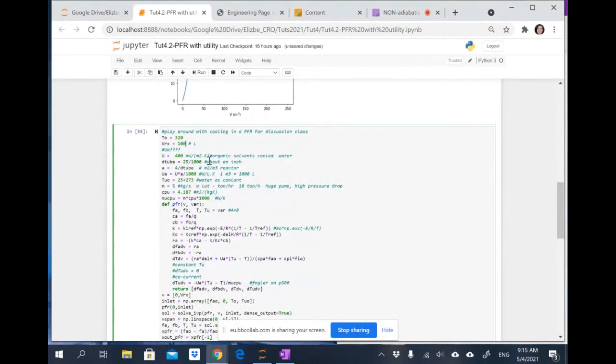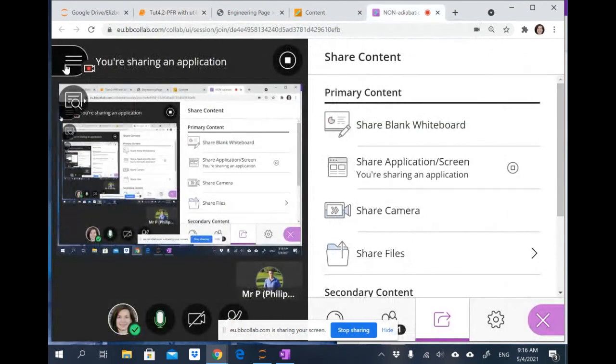I think I'm not going to pause here. I'm just going to stop the recording. So this was for the constant utility temperature and the co-current utility flow. And I'm going to see if I can manage to switch screens.